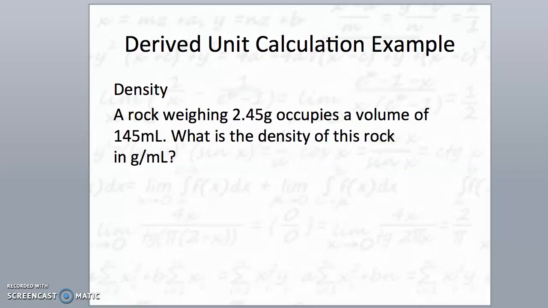Careful inspection of units can often help you solve a problem. In this problem, the answer has units of grams divided by milliliters. So I can take the number of grams and divide by the number of milliliters and get the answer without putting a whole lot of time into reading the question.